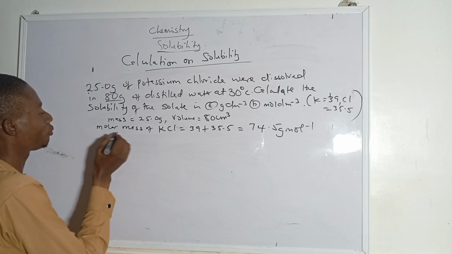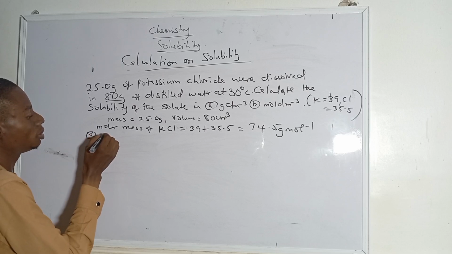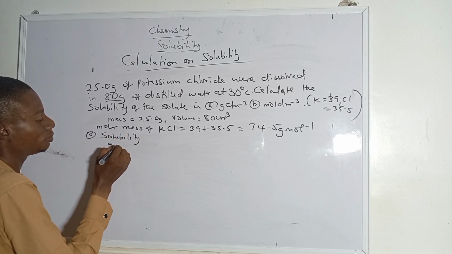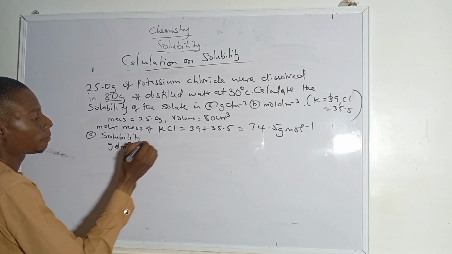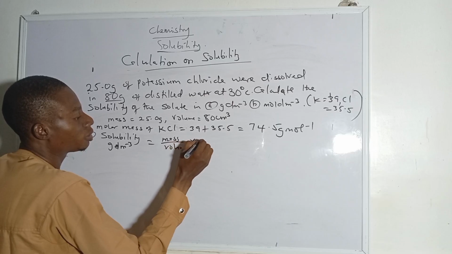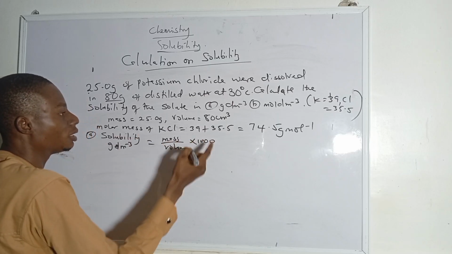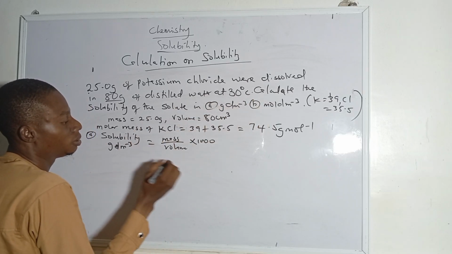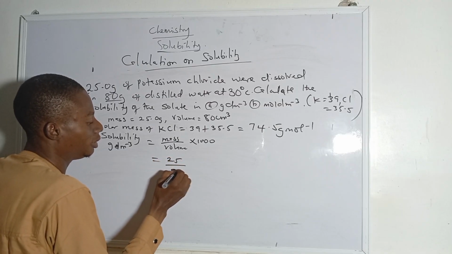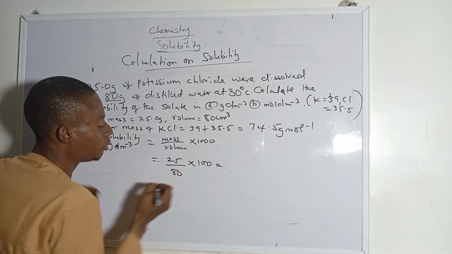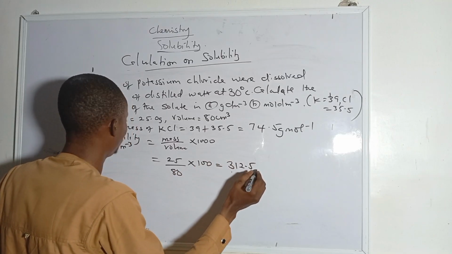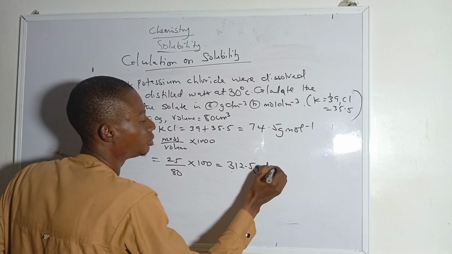So now, the first, A, is solubility in gram per dm cube, which is what? Mass over volume times 1000. So this one does not require molar mass. I just calculated it for the second one. So mass now is 25 over 80 times 1000. So 25 over 80 times 1000, that is 2.5 gram per dm cube.